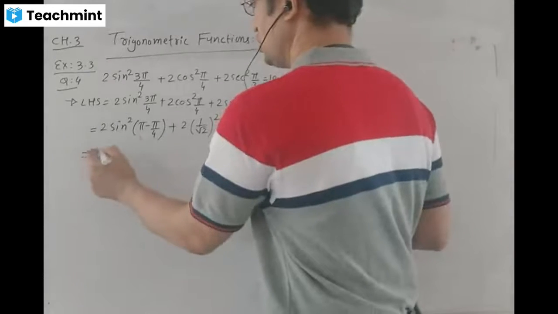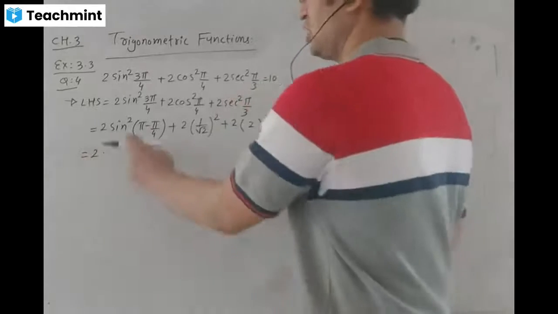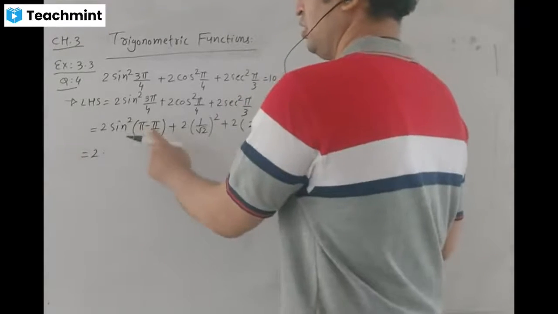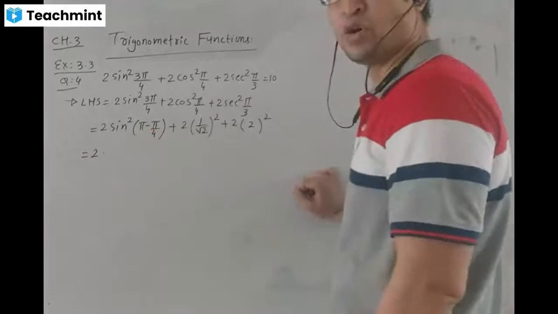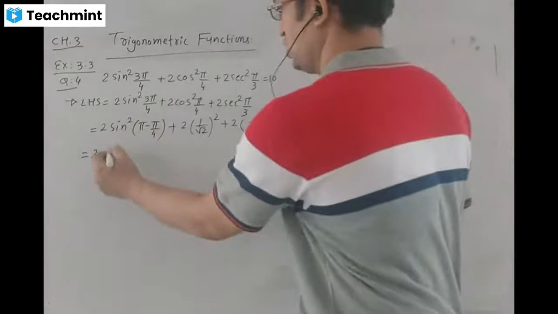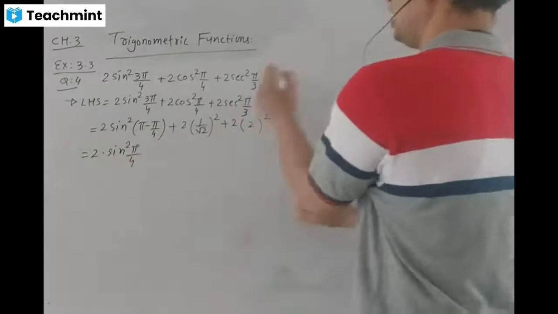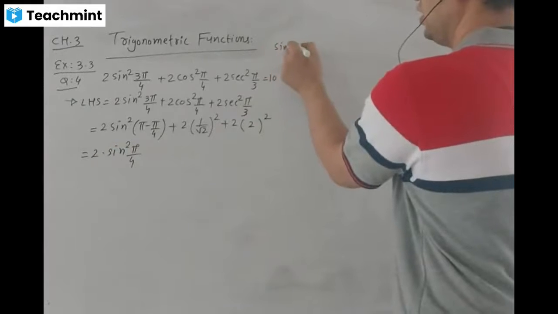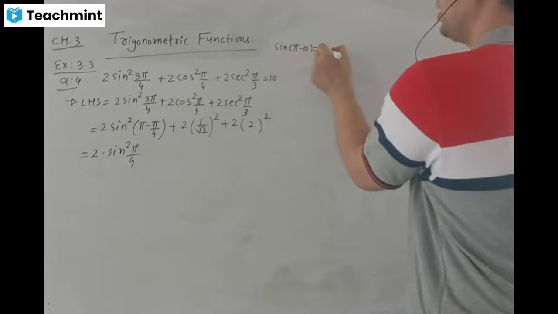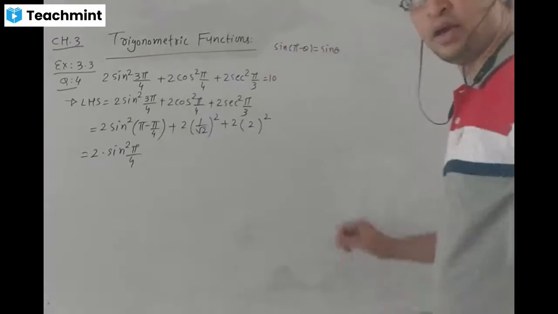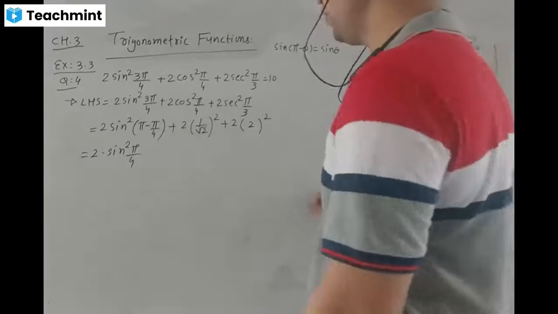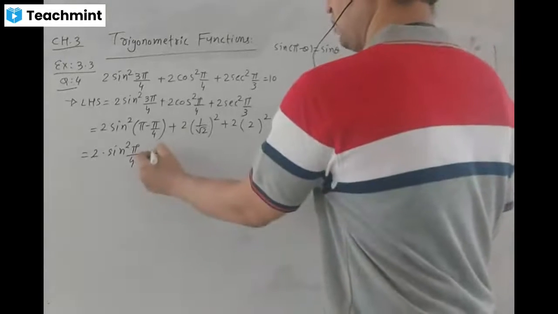And 2 sine square pi minus pi by 4. In the second quadrant, sine function is positive, that is sine square pi by 4, because sine pi minus theta is the same as sine theta. That is equal to sine square pi by 4.